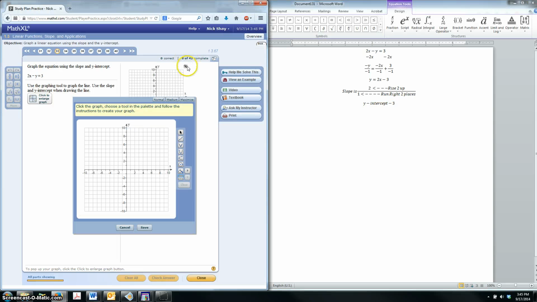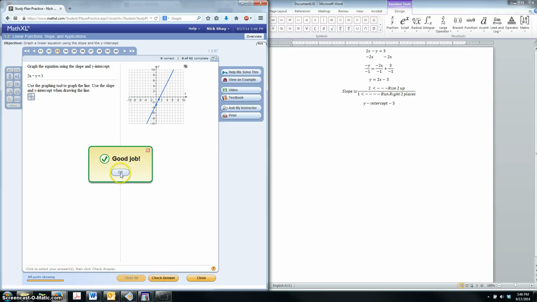I go over to my graphing screen and click on this magnifying glass. That just makes things a little bit bigger for me. I'm going to click my line tool, because we are graphing a line, and up here in the right-hand corner it gives us the coordinates. I'm going to plot 0, negative 3. There's that y-intercept. My rise is 2, so I go up 2, and my run is 1, so I go right 1, and then I click. I can see my rise is up 2 over 1, and my y-intercept is down here at negative 3. I think my line is right, so I check my answer, and I did this correctly.